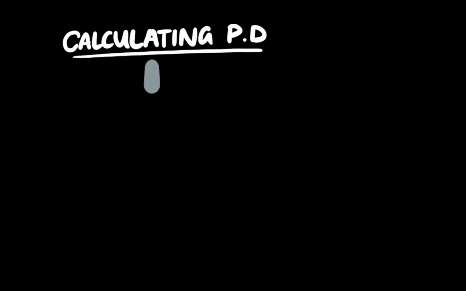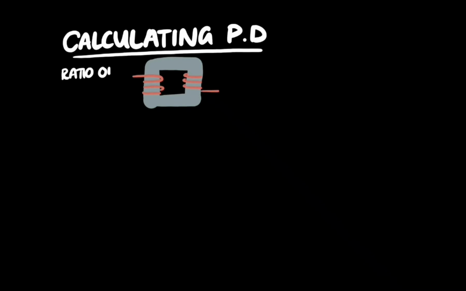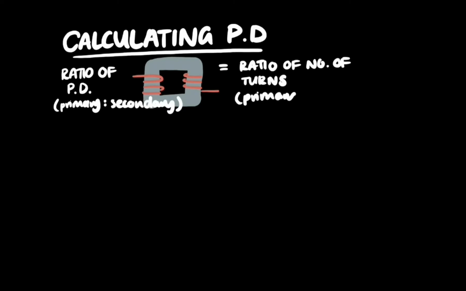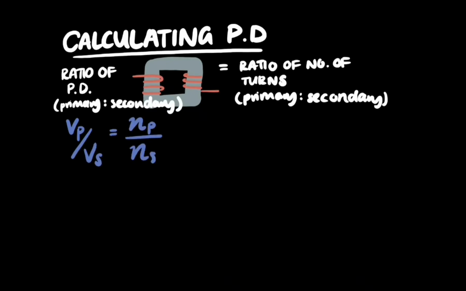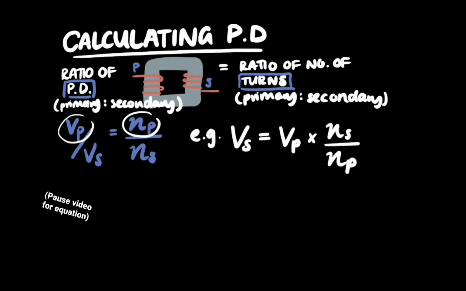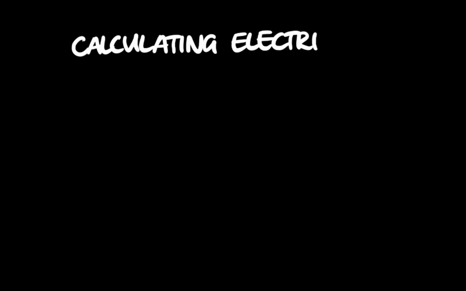Calculating potential differences. We can calculate potential differences because we know that the ratio of potential differences on the transformer coils, so primary to secondary, matches the ratio of the number of turns. So the number of turns on the primary coil to the number of turns on the secondary coil, which can be written as Vp over Vs, where V is the potential difference and P is primary and S is secondary, and so on, over Np over Ns. And if you rearrange that, for example, if you had to find out voltage of secondary, that's how you'd rearrange it, and then you just substitute the values that they give you in the question.